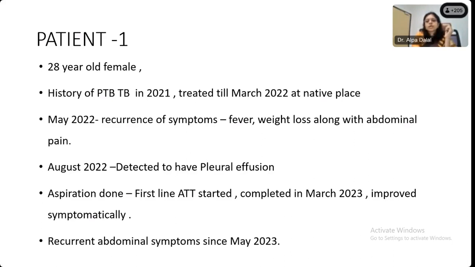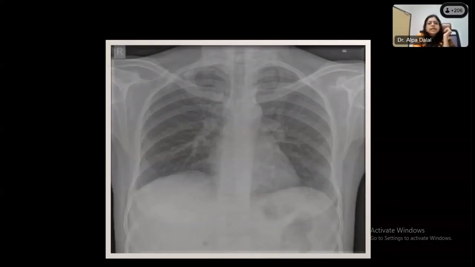So a young lady, 28 years old, she had TB in the past, March 22, was treated at a native place. Again, she had recurrence of symptoms in May 2022, fever, weight loss, and typical symptoms. So she was treated with AKT again. August 22, she was detected to have pleural effusion and was started on first-line anti-TB treatment. She also had recurrent abdominal symptoms. Now we investigated her. This is the X-ray chest.